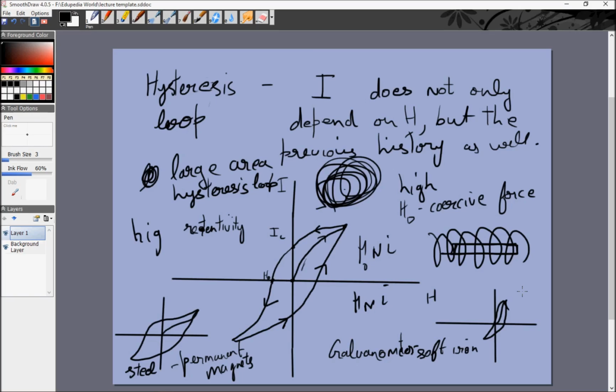So yeah, this is it. This completes magnetic properties of matter. Thank you.